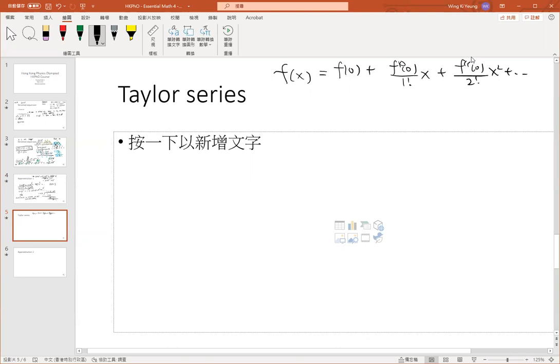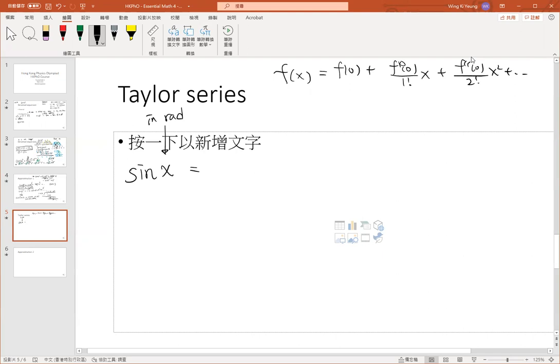The prime means differentiate once, and this is an infinite series. Then we are going to memorize some of the Taylor series. The first one we're going to learn is sine x. Here the x is in radians. If you haven't learned about radians, let's talk about this later on.